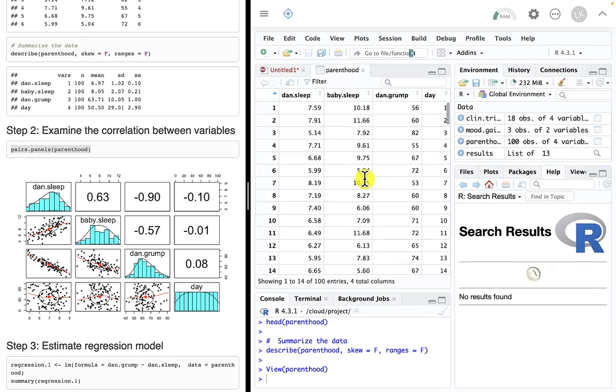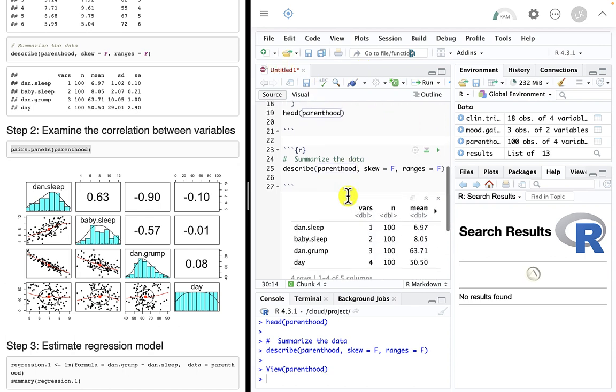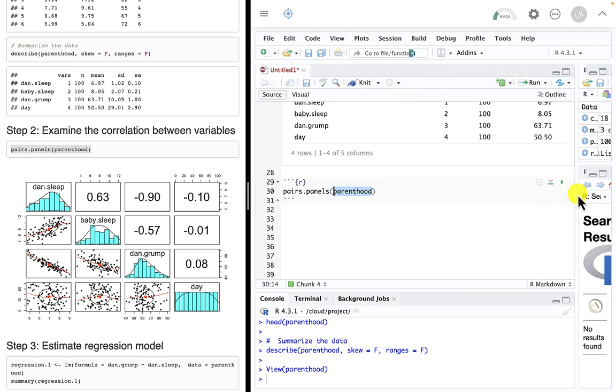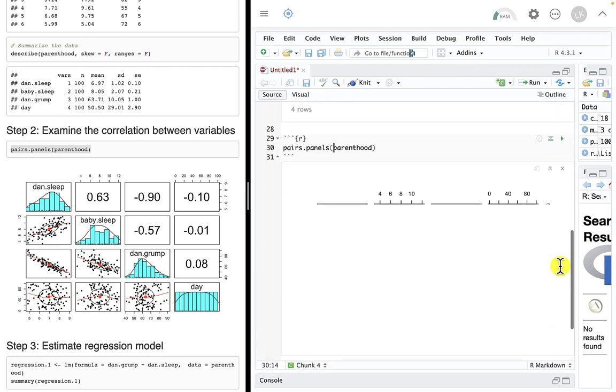Although I have to admit, this R viewer of data is not my favorite way to look at data. Okay, so let's keep going. We've got our describe function. We have our pairs.panels. Let's see what this looks like. And what is it going to look like? There we are.